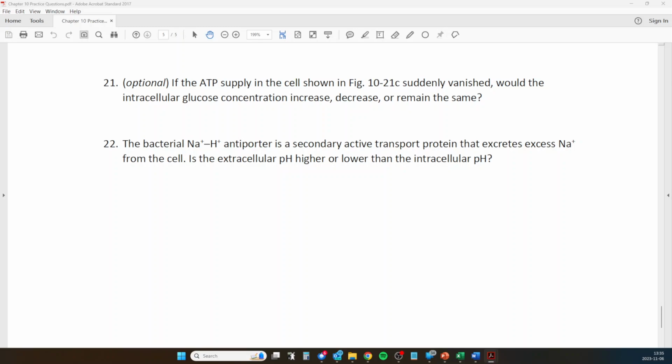Something like water is also super tiny, but water is also extremely polar. So water is not going to want to go through. Or it does go through, but not super fast, which is why we have transporters for that. But because it's so tiny.